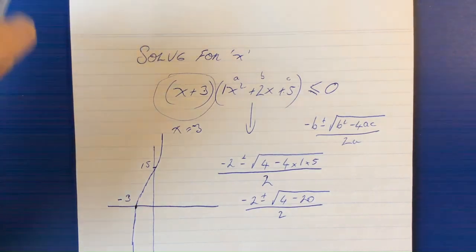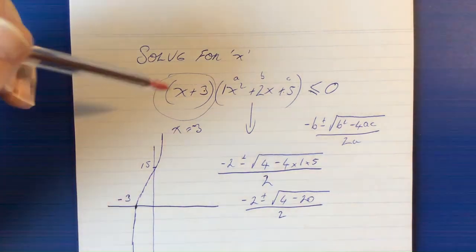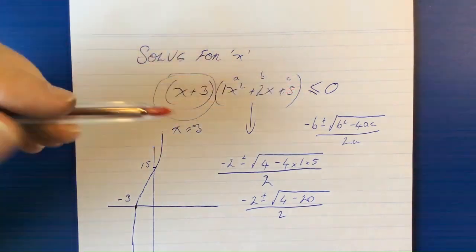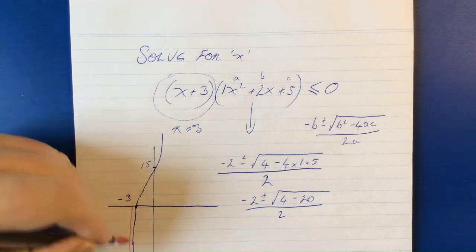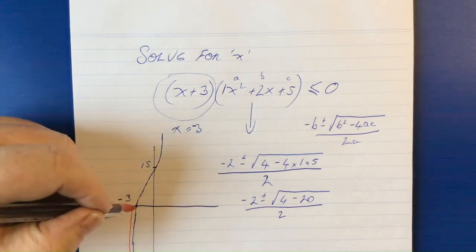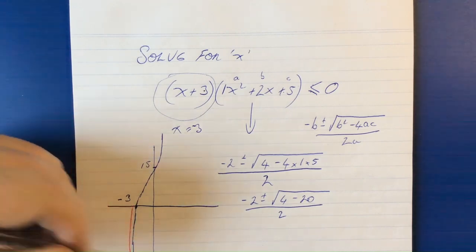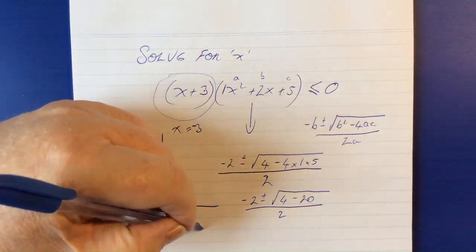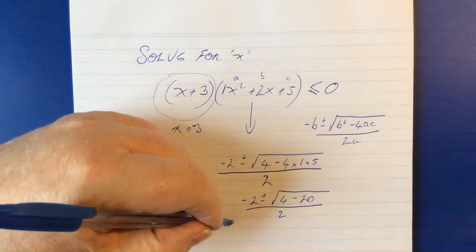So now we can answer the question. Where is this less than or equal to 0? Well, down here. All of these y values are either equal to or less than 0. And so our solution is that x has to be less than or equal to negative 3.